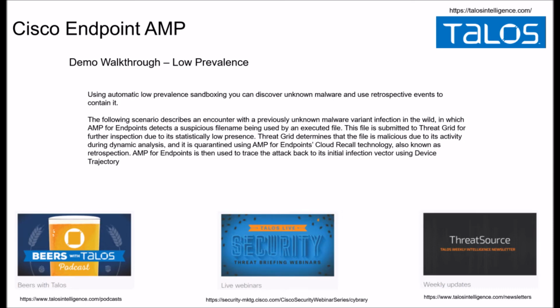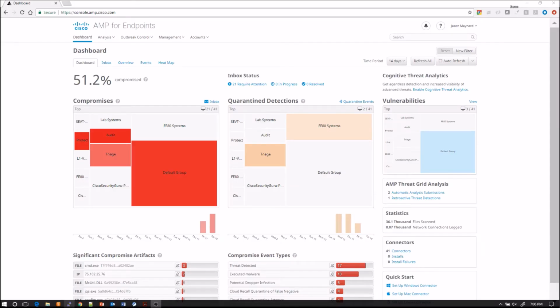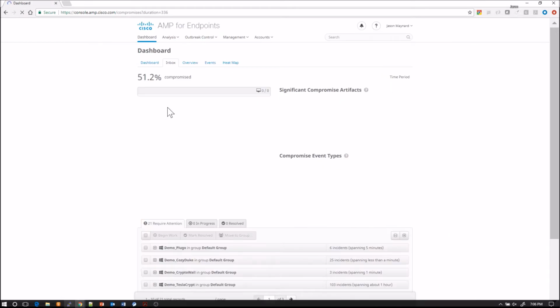If that disposition is malware, we're going to perform what we call a cloud recall, ultimately wanting to quarantine the file, right? This is also known as retrospection. AMP for endpoints could then be leveraged to trace back the initial infection vector using device trajectory. We've seen this before. So this attack is simple yet effective, right? It's going to make that exe appear to be a PDF, and most users aren't able to see that and obviously will execute the payload.